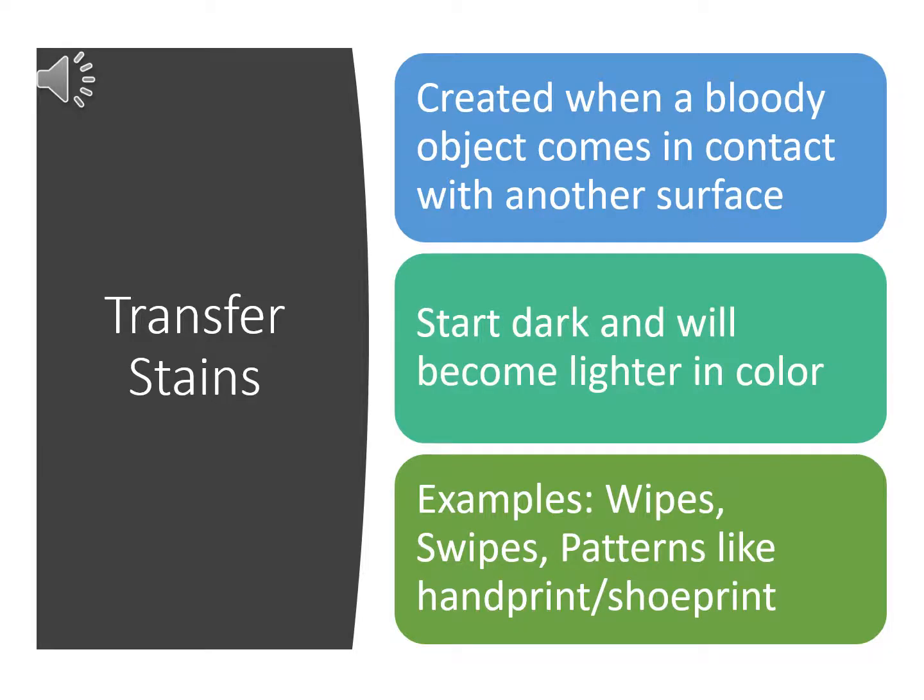Alright, so now let's consider transfer stains. These are created when a bloody object comes into contact with another surface. They tend to start dark and will become lighter in color. And some examples would be wipes or swipes of blood, patterns like a bloody handprint or a bloody shoe print. So these are transfer stains where that bloody object transfers the blood onto another surface.